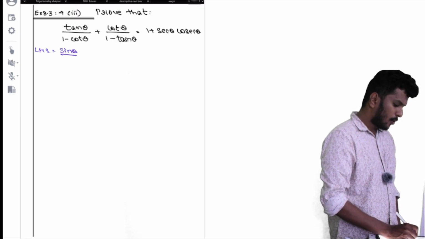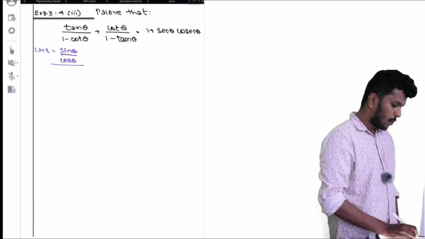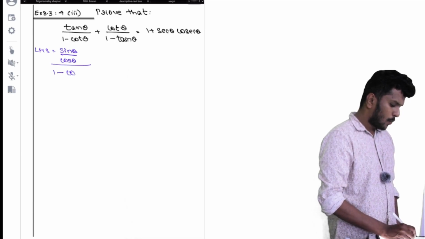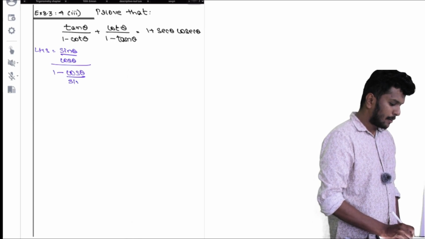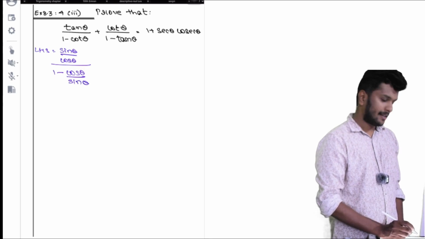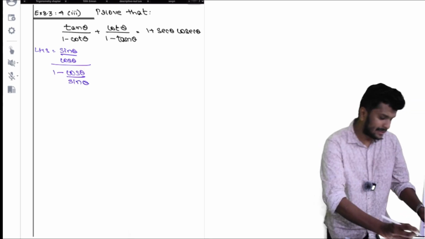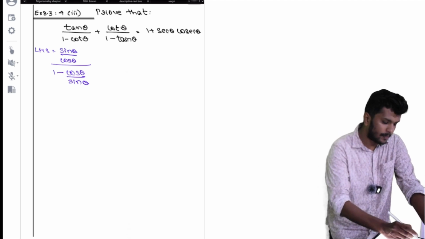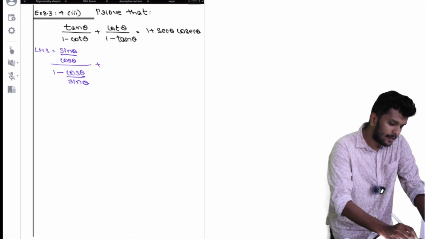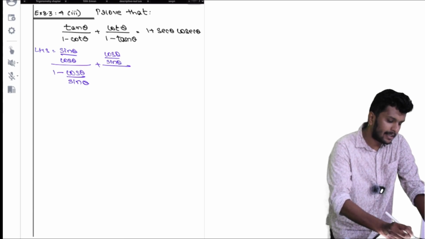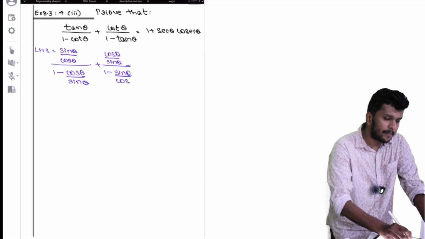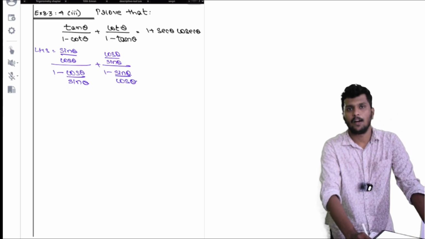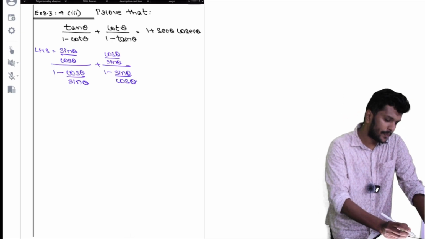Sine theta by cos theta whole divided by 1 minus cos theta by sine theta, plus cos theta by sine theta divided by 1 minus sine theta by cos theta. Okay, so now what to do?